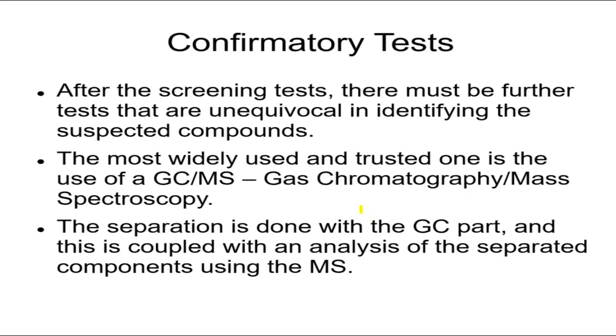So as mentioned, you need confirmatory tests. The most widely used is the GCMS, the gas chromatography mass spectroscopy. The separation is done by the gas chromatography, that's in the column, they're separated. And once they're separated, each one is analyzed with a mass spectrometer, and that will identify what it is that was separated. So that is the typical way that they do it.